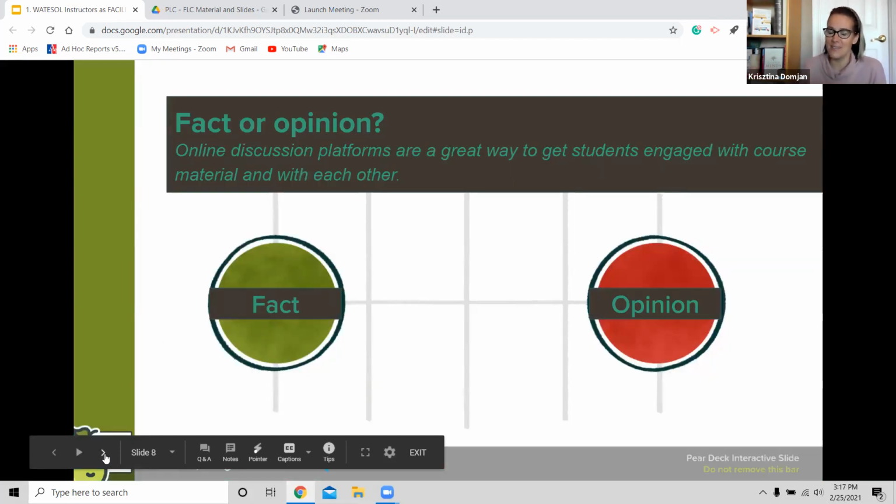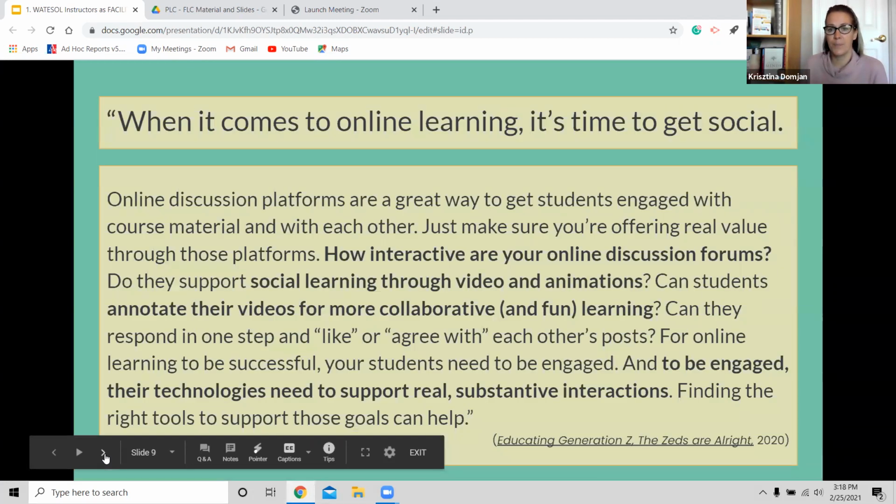Now let's take a look at this statement here. Online discussion platforms are a great way to get students engaged with material and with each other. If you think about online discussion platforms, it doesn't have to mean a discussion board where you just simply type in the chat box or in the text box. All right, so online learning, make it social.